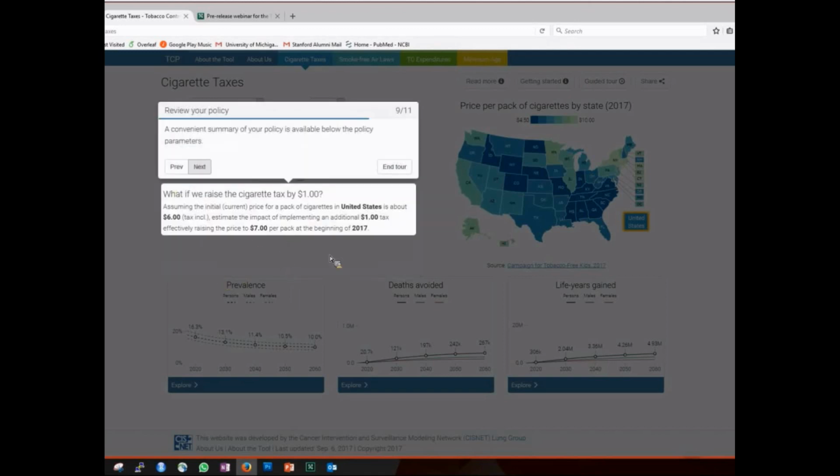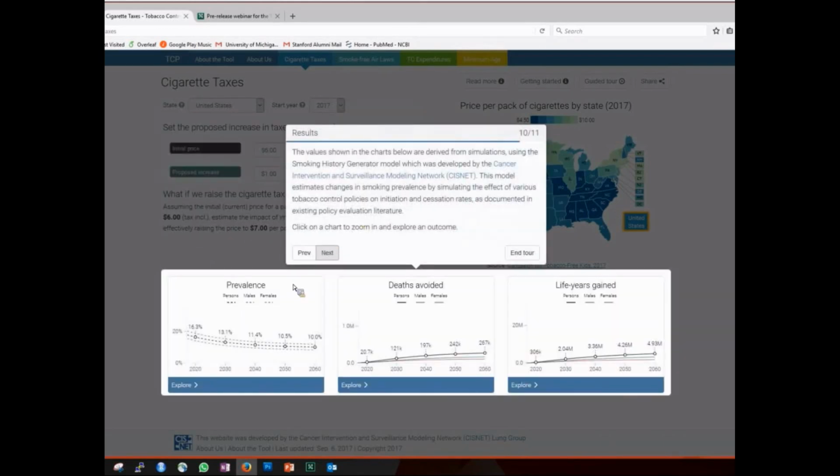Here's a summary of the policy that we're simulating in the TCP tool. What if we raise the tax by $1 in the year 2017, effectively raising the price per pack to roughly $7 per pack? And then down here are the results for that proposed policy that you're simulating, and you can click on each one to find out more.